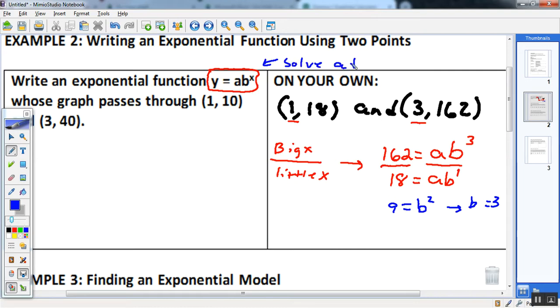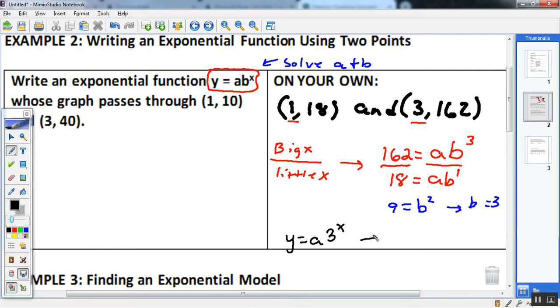When they say write an exponential function, your job is to solve for a and b. We know b now, so it's a good idea to use b to solve for a. Once I know b is 3, I come back to my exponential form, y equals a times b to the x. So I'm going to start out y equals a times, what's your b value, kids? 3. Then you can choose one of your points to plug in for x and y. Do you want to use 1 comma 18 or 3 comma 162? 1 comma 18 might be better to work with.